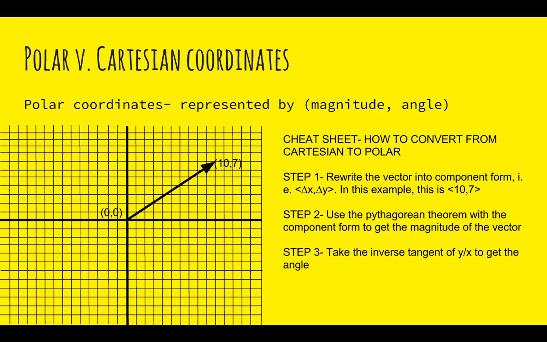Now the next step is to use the Pythagorean theorem with the component form to get the magnitude of the vector. So you just do 10 squared plus 7 squared, and you take the square root of that. Whatever value that is, is the magnitude of the vector. And then the last step is you take the inverse tangent of the y over x value to get the angle. So in this case, you just take the arctan, or the inverse tangent, of 7 over 10, and that is your direction. And this is how you convert between Cartesian and polar coordinates.